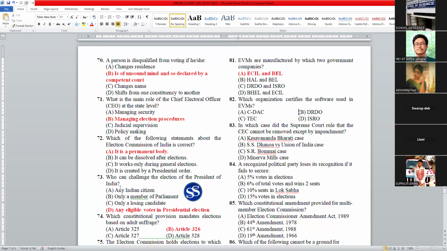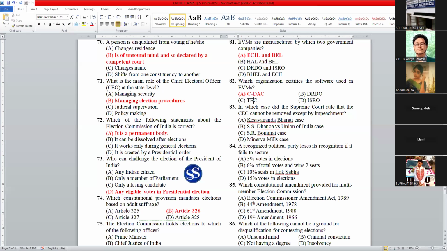Okay. Which organization certifies the software used in EVMs? The answer is CDAC. What is CDAC? It is the Centre for Development of Advanced Computing. This is responsible for certifying the software used in electronic voting machines in India. So CDAC ensures that the software is free from any malpractices or tampering, ensuring the integrity of the election process.